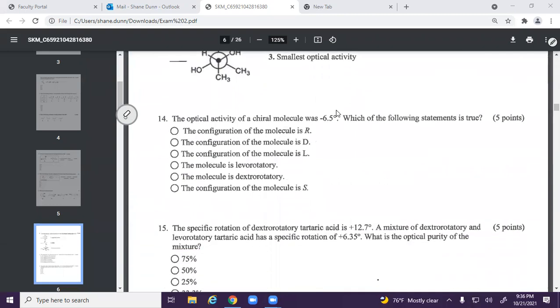This one's pretty easy. If optical activity is negative, it is going to be L, levorotatory. Negative optical activity is always going to be L.